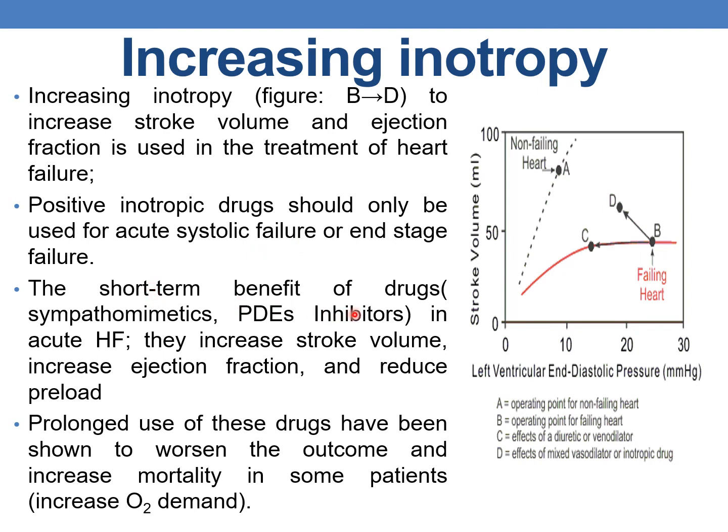The short-term benefit of drugs, which are sympathomimetics and PDE inhibitors, in acute heart failure is seen. They increase the stroke volume and ejection fraction and reduce the preload. Whereas prolonged use of these drugs has been shown to worsen the outcome, and it increased the mortality in some patients because of increased oxygen demand. So, positive inotropic drugs are mainly employed for short-term therapy.